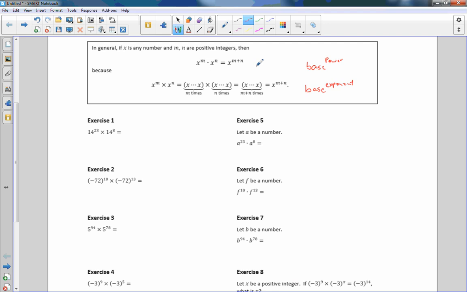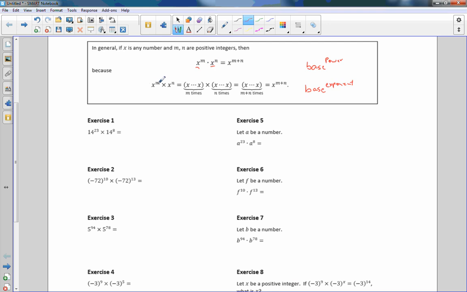Okay, so when we're multiplying bases with this rule, the bases have to be equal. I cannot say 5 squared times 4 to the 5th. I can't do that with this rule. The bases have to be the same.